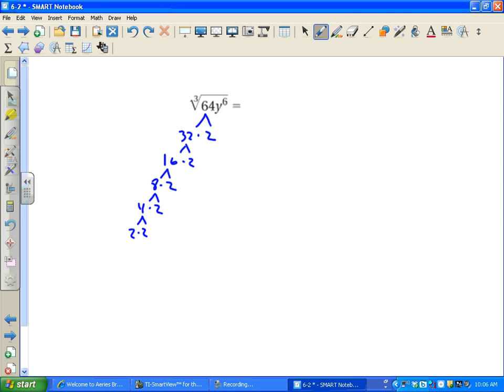I need 3 of something to take it out. I've got 1, 2, 3 2's. I'm taking 1, 2 out. 1, 2, 3 2's. I'm taking another 2 outside. I have nothing left of that 64 on the inside of that radical. So I still have the cube root of y to the 6th that I have to simplify. 2 on the outside, cube root of y to the 6th.